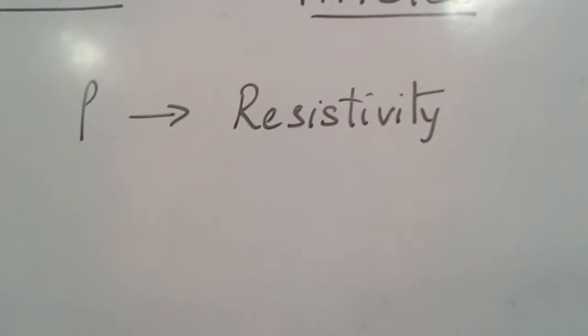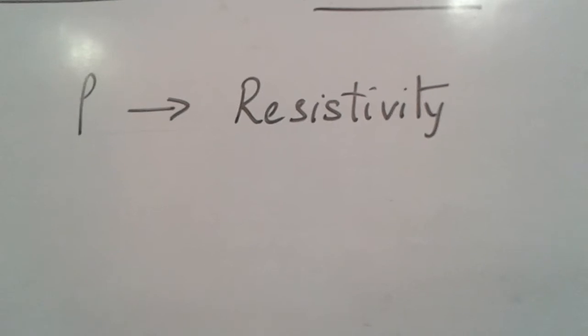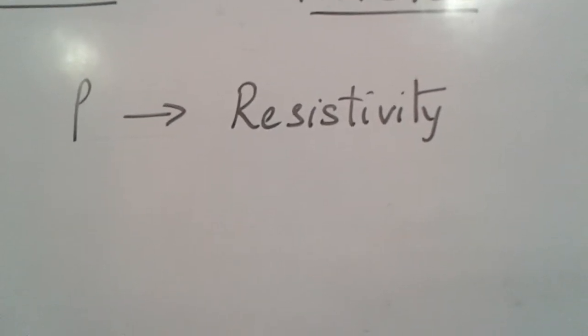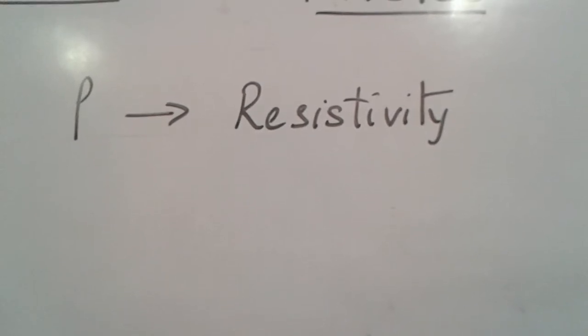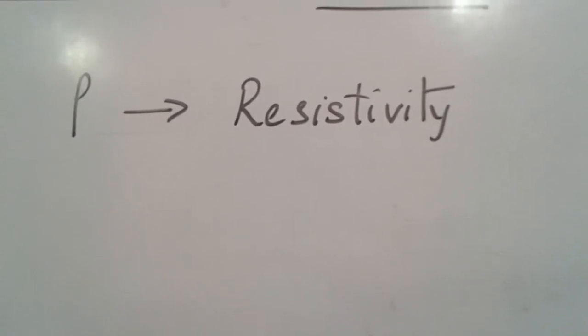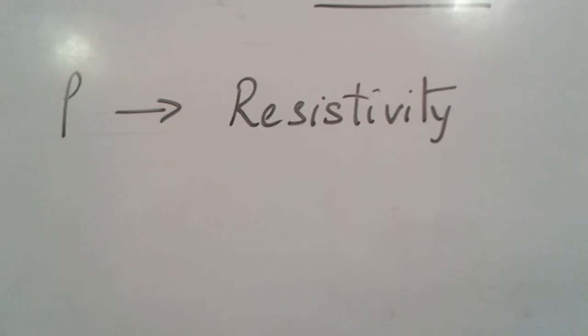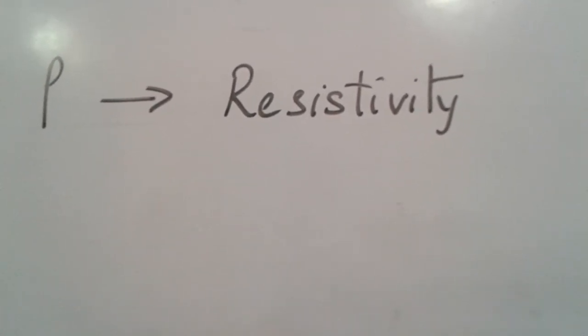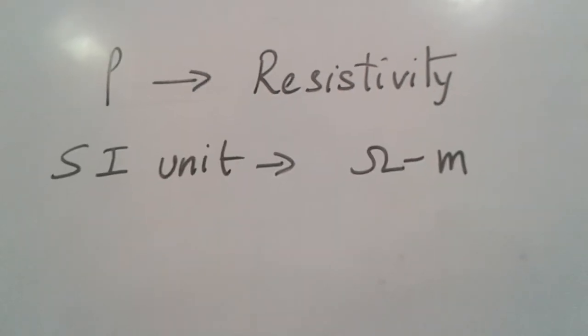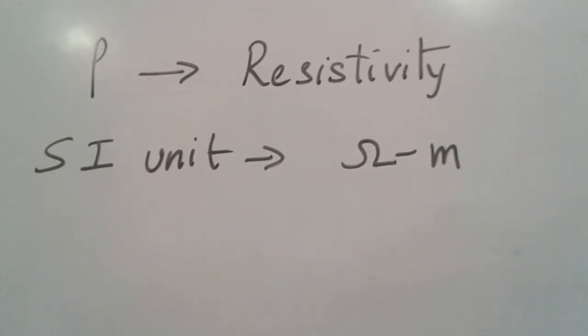Children, this rho has a name, and that is resistivity. Just like V was equal to IR and R was named resistance, similarly rho is named resistivity. Its SI unit is ohm meter.